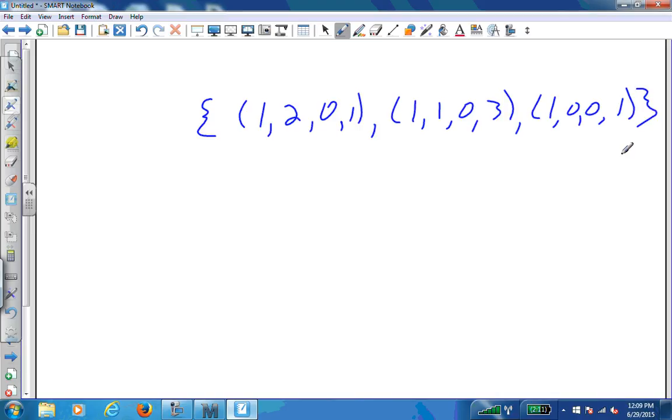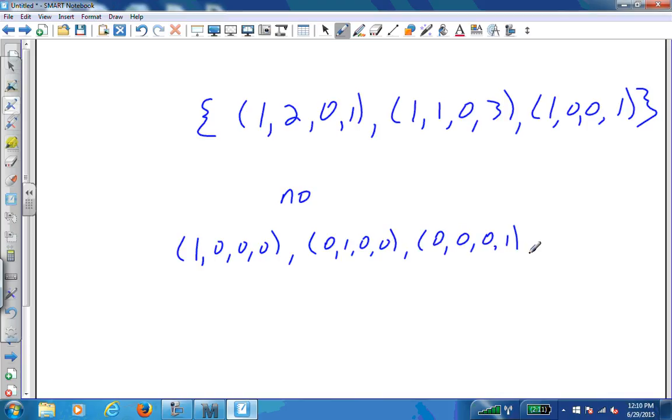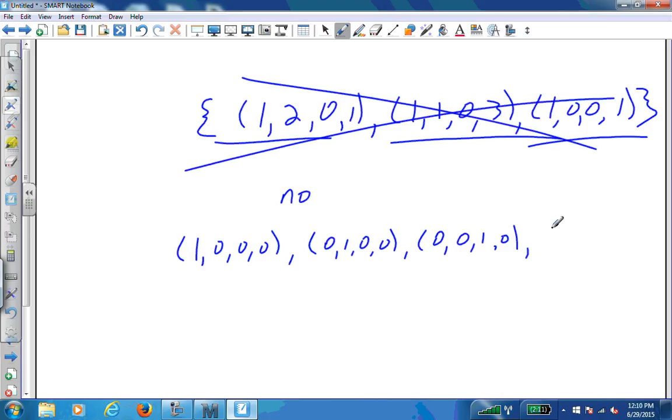Is this set a basis for R4? No. This could not possibly be a basis for R4 because the standard basis for R4 has 4 vectors in it. So if the standard basis has 4 in it, then all bases have to have 4 elements. So if this one doesn't have 4, then this couldn't possibly be a basis for R4.